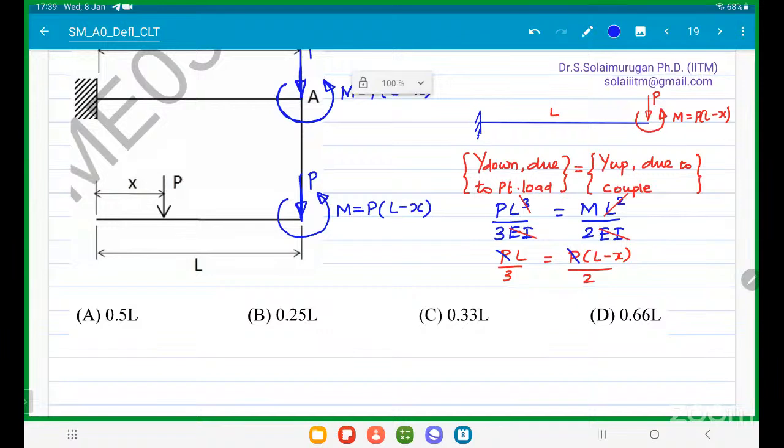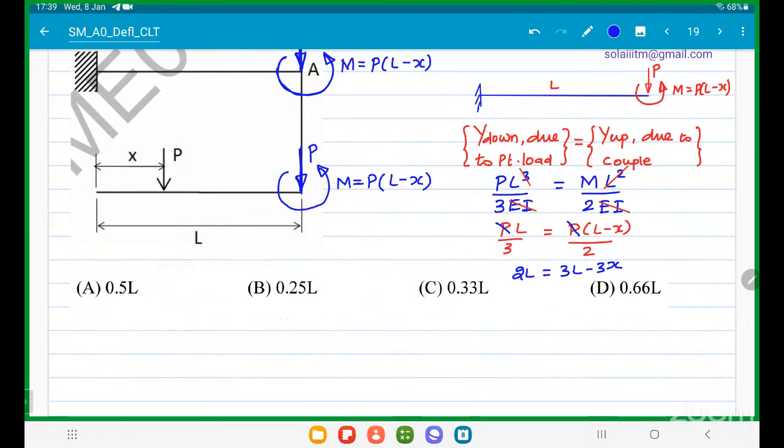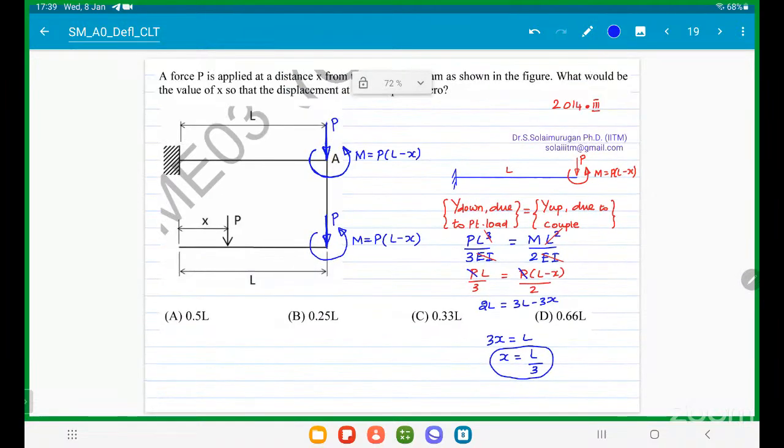Now cross multiply. 2L equal to 3L minus 3X. Right? So 3X equal to 2L, X is equal to L by 3. Correct? Is it correct? Yes, sir. This is a standard answer. This is a standard answer.